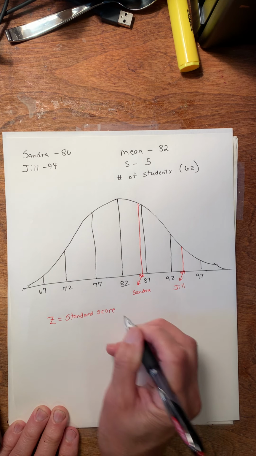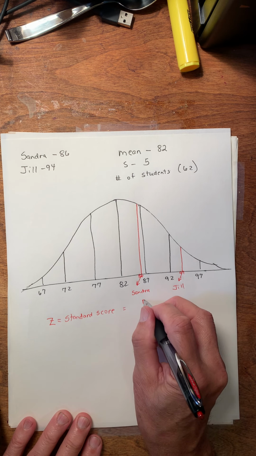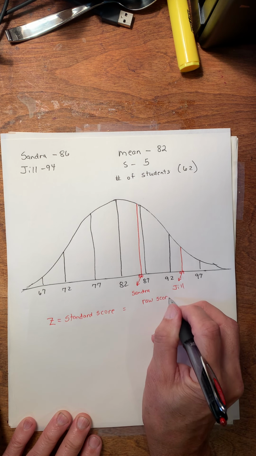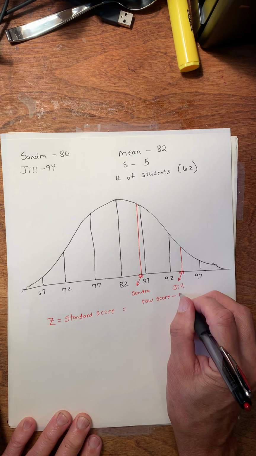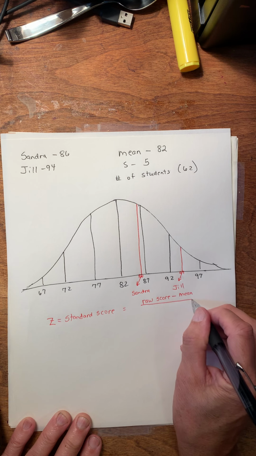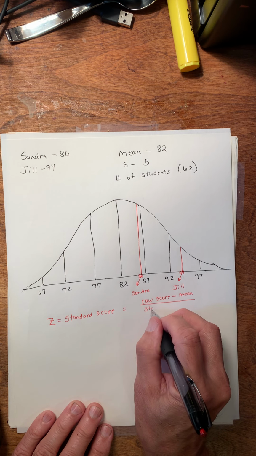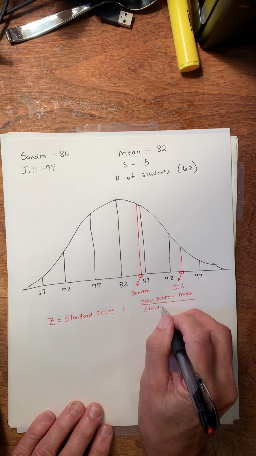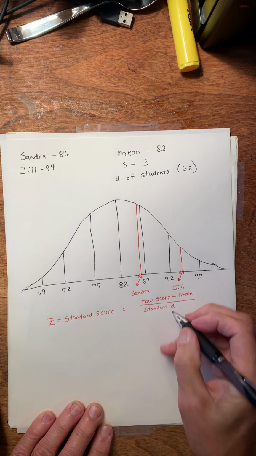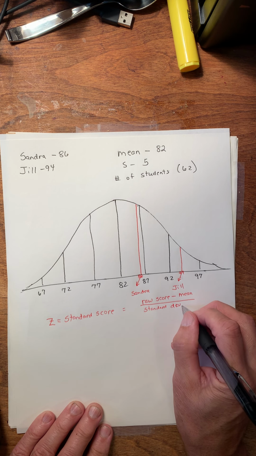And it gives you the formula there. Basically, it's the raw score minus the mean all over the standard deviation. This is your important fraction formula for these problems.